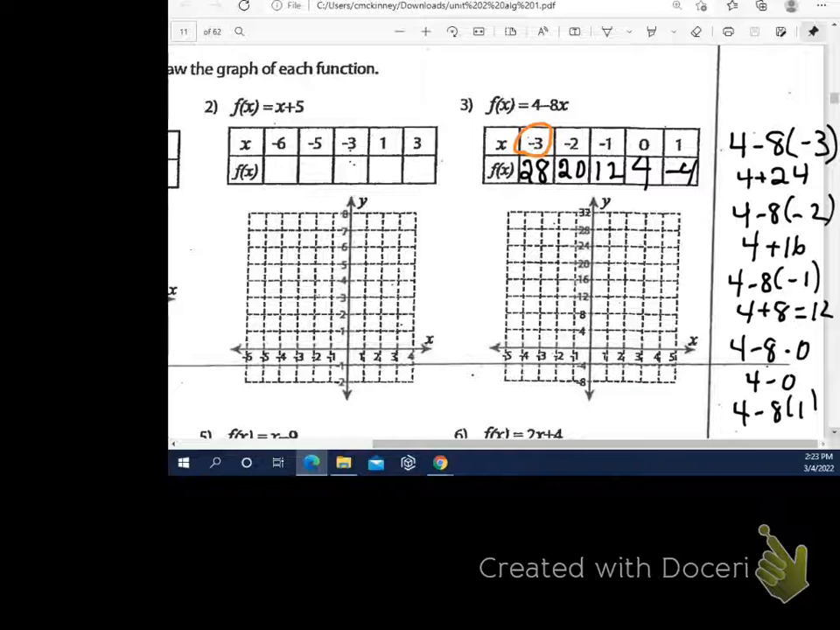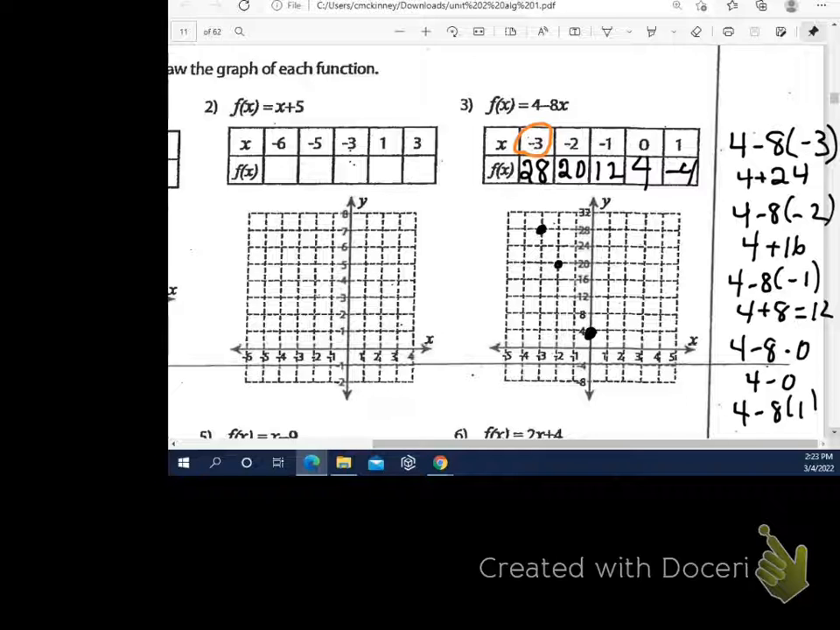So negative 3, positive 28 is up here. Negative 2, positive 20, and so on. Remember that the one with 0 for the x will be on the y-axis. Right, so you should also plot the other 2 points. You will find that they do make a straight line.